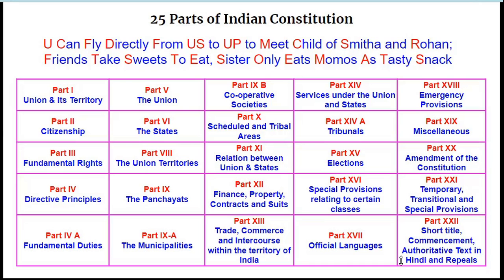So just I'll give you 2-3 examples how you can correlate this. Part 1, Union and its territory. C, Part 2, citizenship. F, Part 3, fundamental rights. D, Part 4, directive principles of state policy. And then you have 5, F, Part 4A, fundamental duties. Right? So this is how you can just correlate from here.